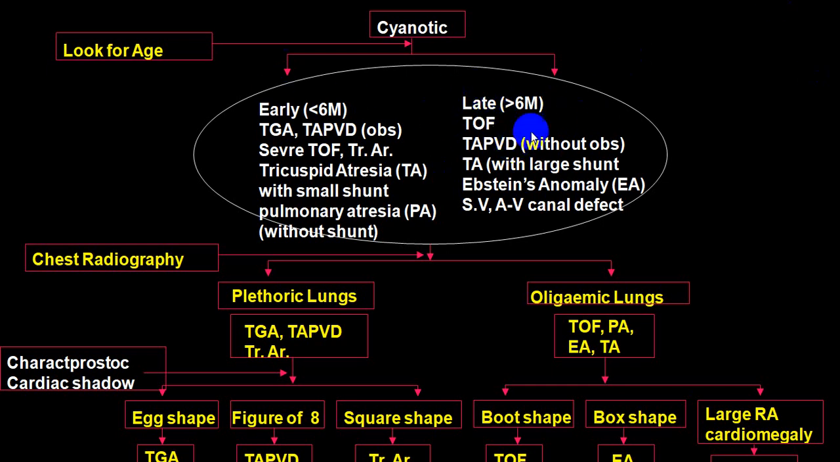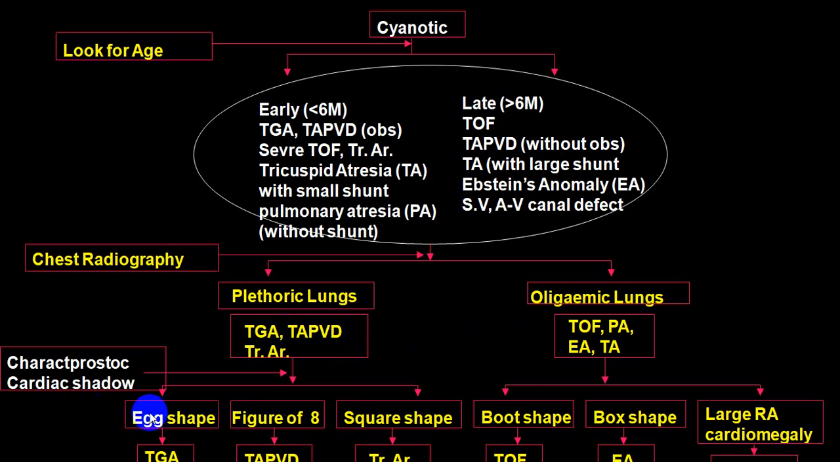By and large, TOF will be very common in a late stage, and look for pulmonary congestion and oligemia. In oligemic conditions, TOF will be most common. Then come pulmonary atresia, Ebstein anomaly, tricuspid atresia, those groups. While in a plethora group, that is increased pulmonary blood flow, there is transposition of great vessels, truncus arteriosus, because of mixed blood flow, total anomalous pulmonary venous drainage, etc.